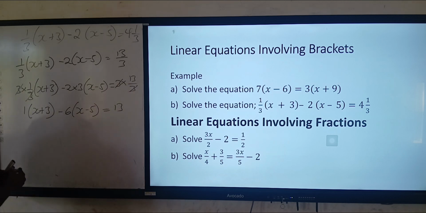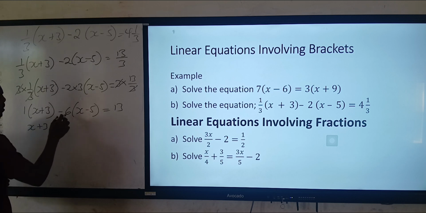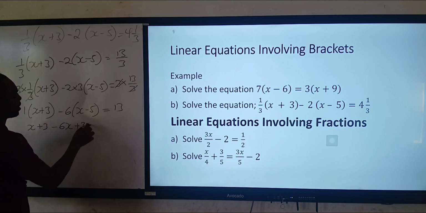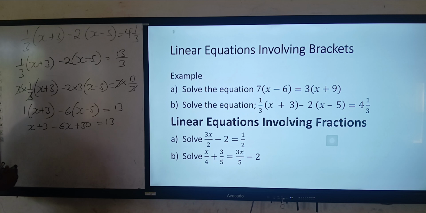So now let's expand the brackets. When we multiply 1 by x, we get x. 1 times 3 will give us 3. Negative 6 times x will give us negative 6x. And this one will give us plus 30, equal to 13. Then we group like terms.